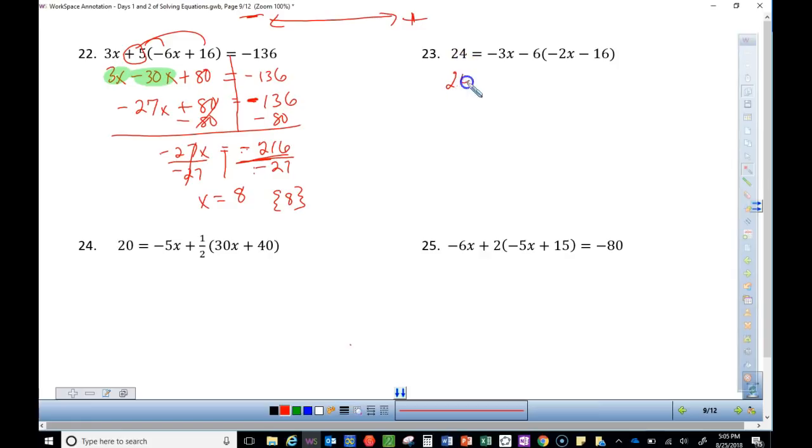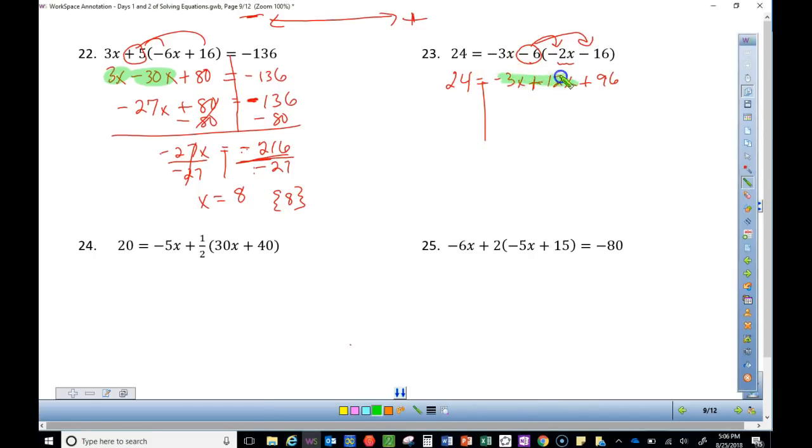Alright, so here we've got 24 equals negative 3x. Now, negative 6 is getting distributed. Okay, so I'm not bringing that sign down, it's going with the number. Negative 6 times negative 2x will give me positive 12x. So that's where my sign comes from, the result of my multiplying. Okay? And negative 6 times negative 16 will also be positive, and that's going to be 96. All right, and then we've got to combine like terms. So when we're combining like terms, we're not doing opposites. We're just doing what it says. So negative 3 plus 12 is 9.